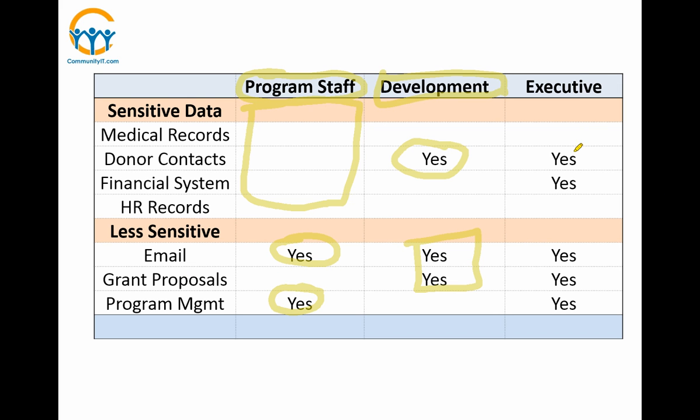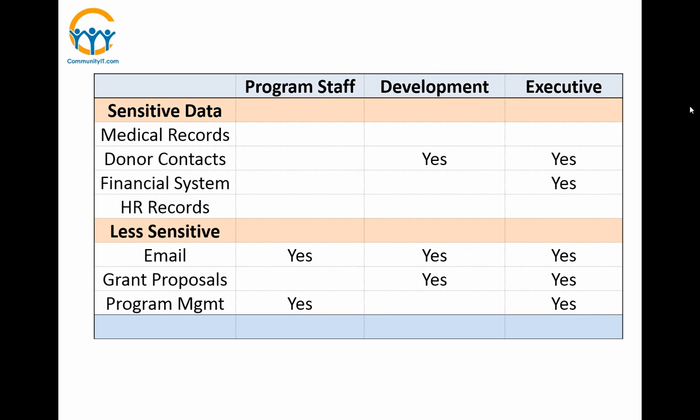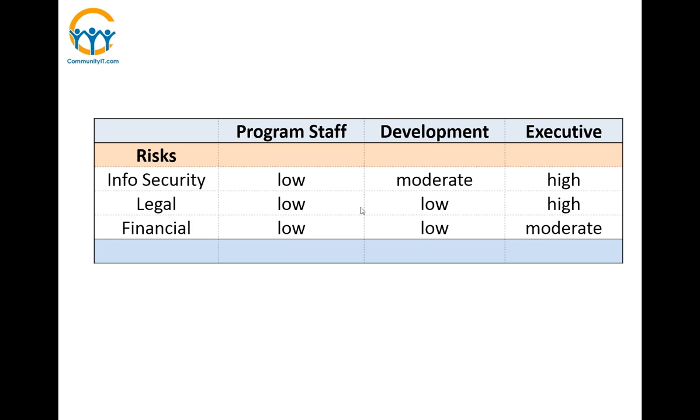And then finally, your executive staff, they also need access to the donor contacts. They have access to the financial system. They have access to all of this. So now you've identified which work roles, which staff, need access to which systems, and what that means for the sensitivity of the data they have access to. Now you can create your risk profile for your different staff. As we saw before, the information security risks for program staff are pretty low. They don't have access to much secure information. There aren't any really legal risks involved, and there are no financial risks in letting them use their own devices.